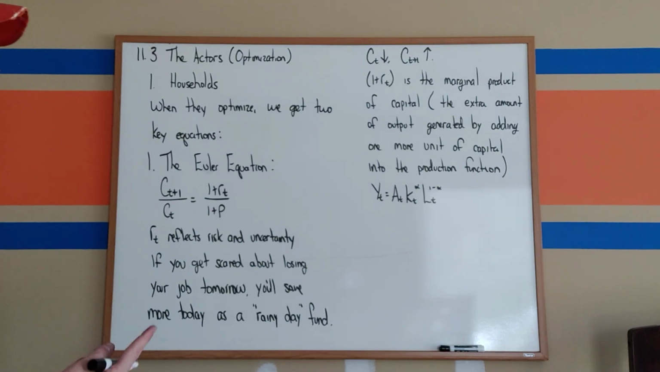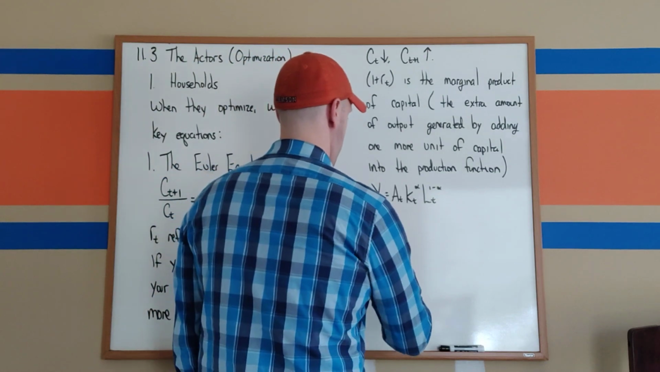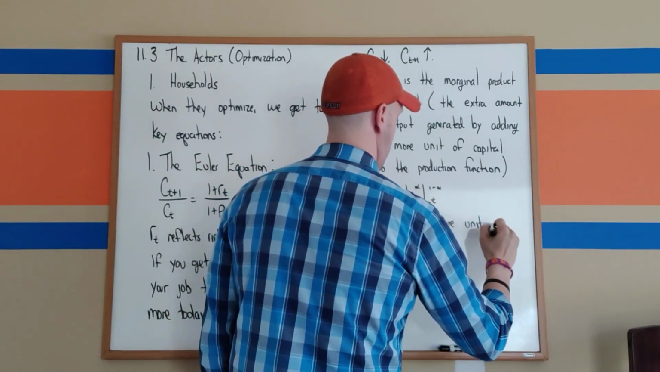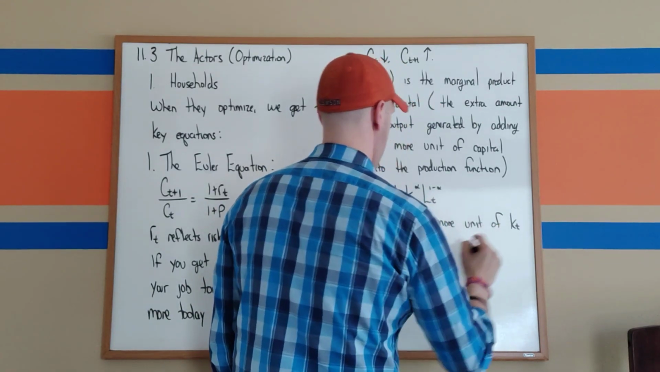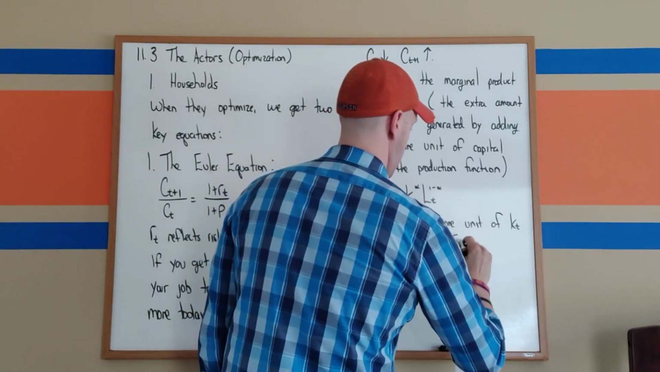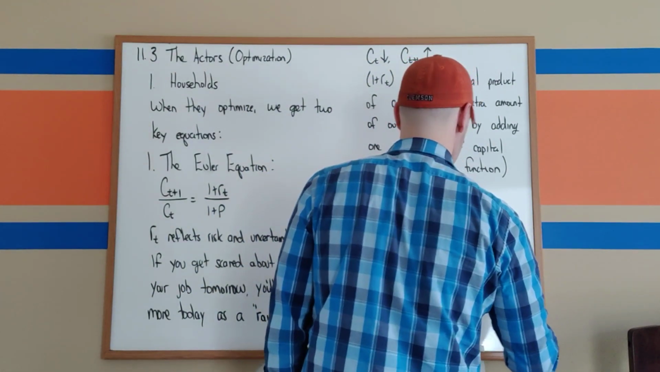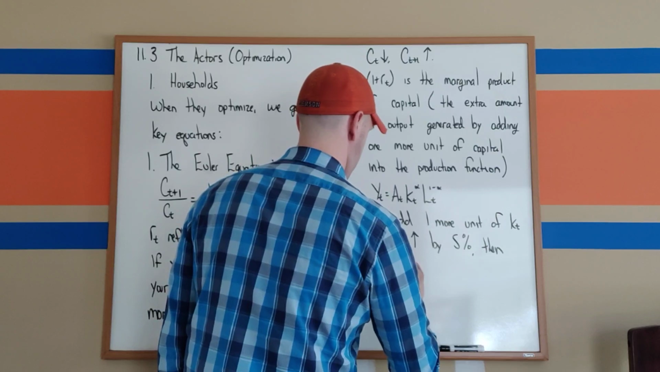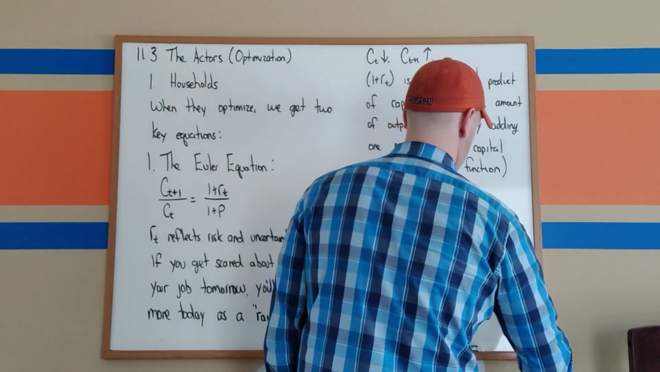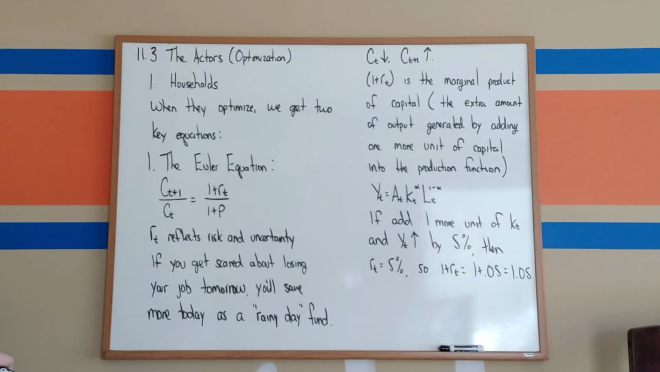So if you add one more unit of capital, and that boosts output by 5%, so I'll say if we add one more unit of capital and output goes up by 5%, then 1 plus that is just going to be 1 plus 0.05, which is equal to 1.05.